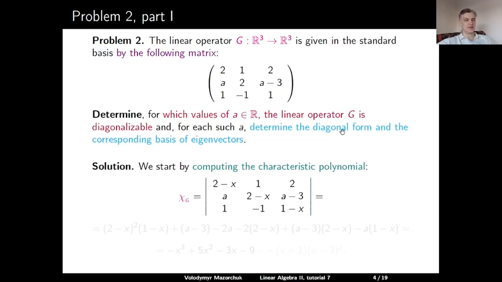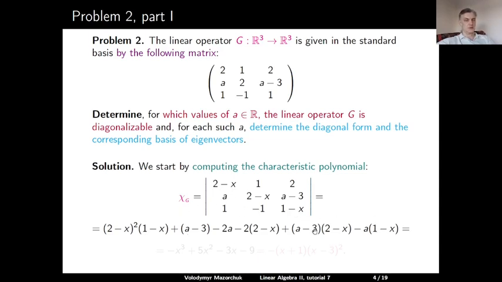So this determinant is equal to (2 - x) times (2 - x) times (1 - x), the first summand, plus (a - 3), minus this one 2a, minus 2 times (2 - x), plus, because of this, minus 1 times (a - 3) times (2 - x), so plus (a - 3) times (2 - x), and finally minus a times (1 - x).